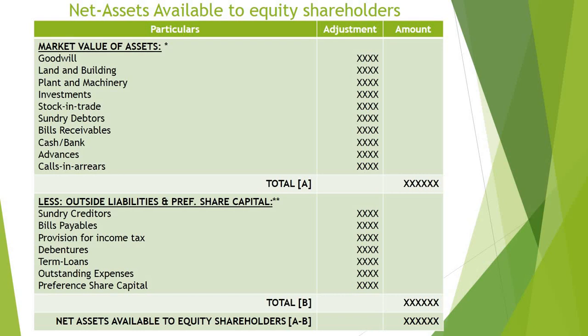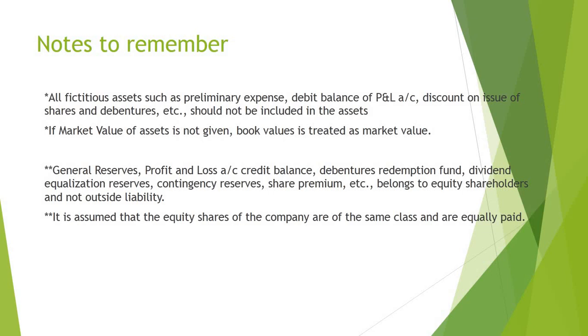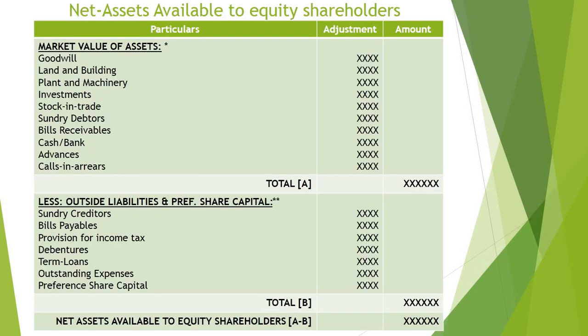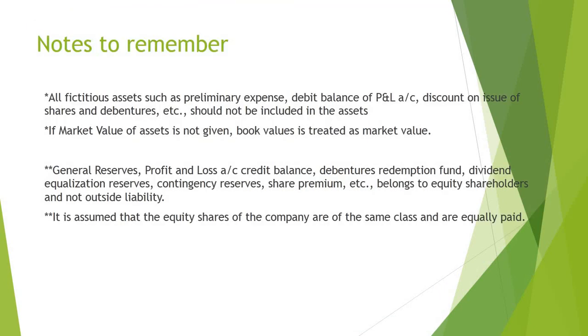Similar to how you found out net assets in valuation of goodwill, we are going to do the same here. But here we are going to take the value of goodwill as well. There we did not take the value of goodwill. Now notes to remember. There is one asterisk for assets and there are two asterisks for liabilities. So let us check why those are.